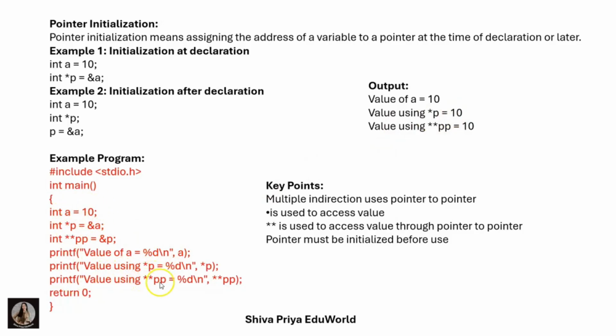Printf value using multiple indirection, which will point to asterisk p, the same value, that is 10. It will give the output: value of a is equal to 10, value using asterisk p is equal to again 10, value using multiple indirection is also 10. Clear? Multiple indirection uses a pointer to pointer, and it is used to access the values as well. It is used to access the value through pointer to pointer, and a pointer must be initialized before we use it.